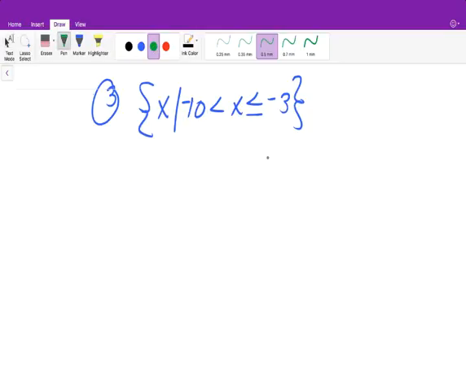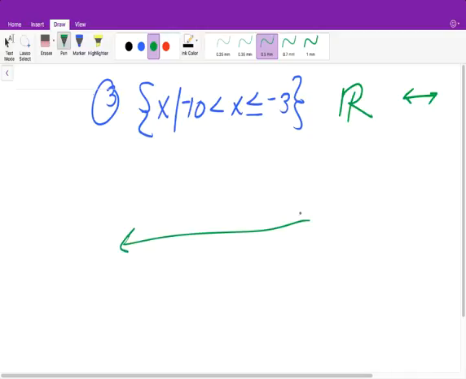For this one, it's the set of all x's such that x is greater than negative 10 and less than or equal to negative 3. Remember, when nothing is written, it's automatically assumed to be all reals, which means our solution will be a line connecting everything. So we will draw our number line. We're going from negative 10 to negative 3. It's not including negative 10, it's just greater than, so it's an open circle there. It is including negative 3, so it's a closed circle there. And then our real numbers are just connecting our 2 points.